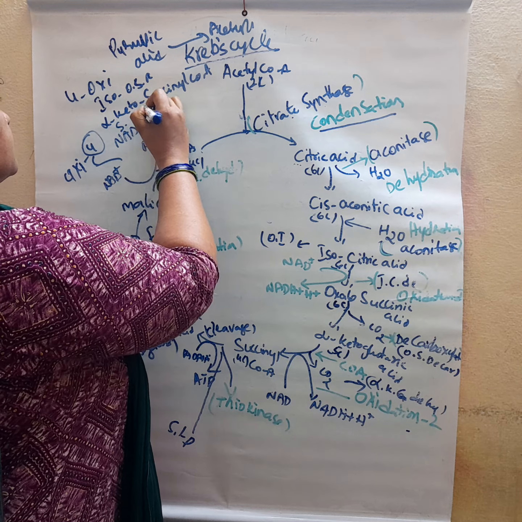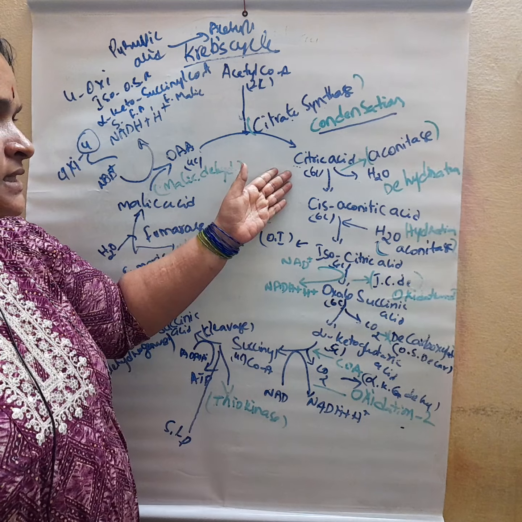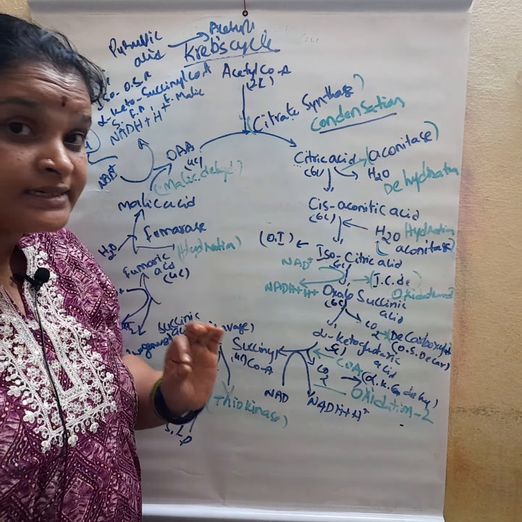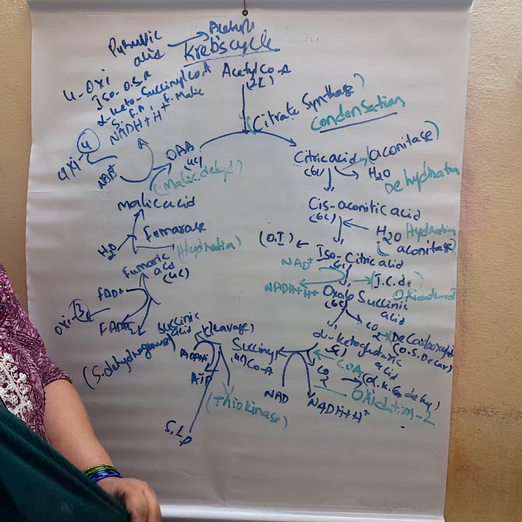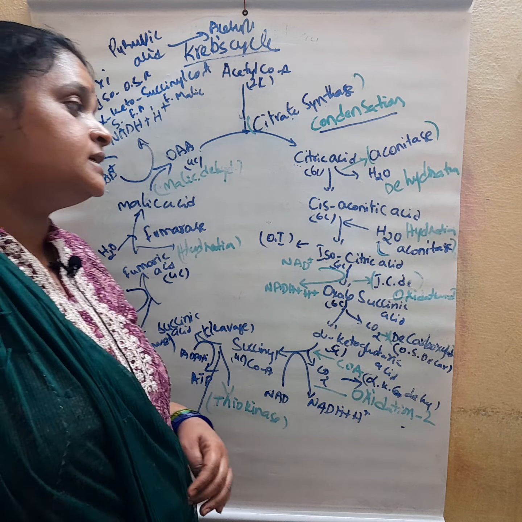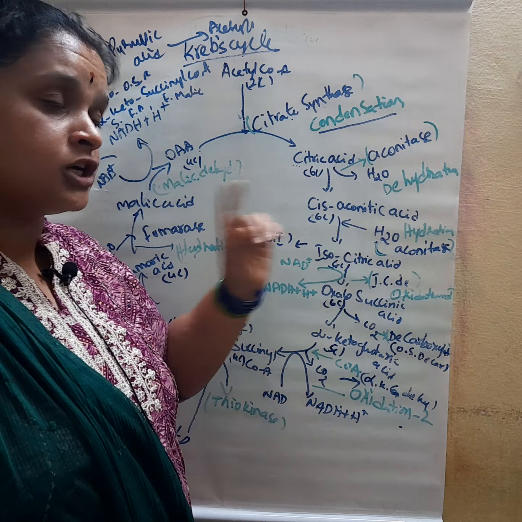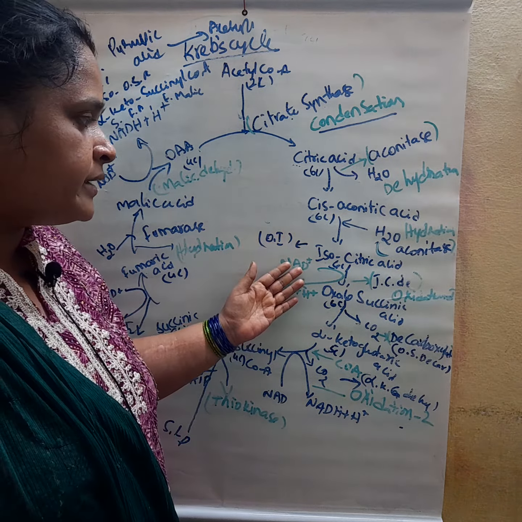Again I am saying, first acetyl CoA is the compound which enters into the Krebs cycle. Acetyl CoA is a 2-carbon compound. It combines with a 4-carbon compound called oxaloacetic acid, forming citric acid, a 6-carbon compound, in the presence of an enzyme called citrate synthase, and the reaction is called condensation. Now citric acid removes a water molecule, called dehydration, in the presence of aconitase, forming cis-aconitic acid. Now this cis-aconitic acid accepts one water molecule, hydration takes place, and forms isocitric acid.